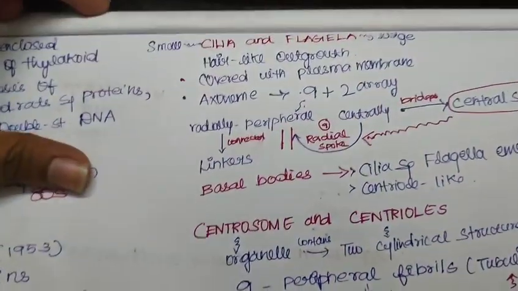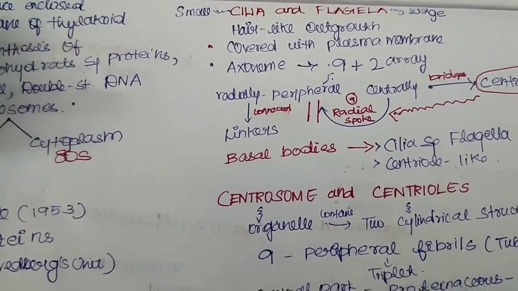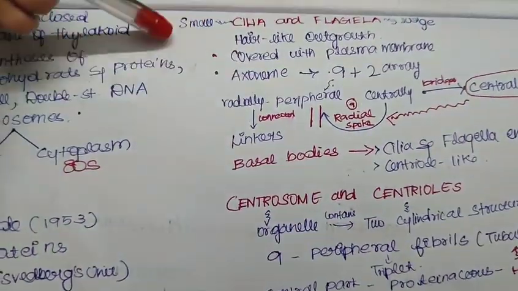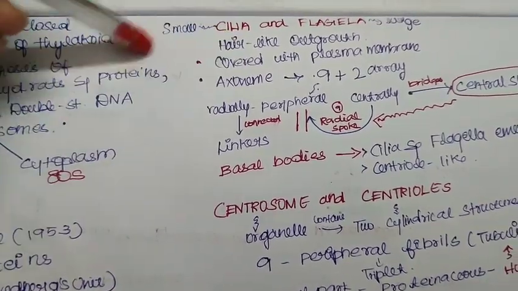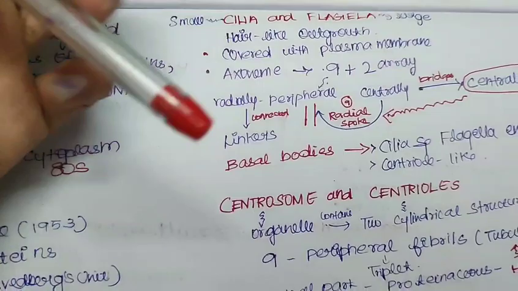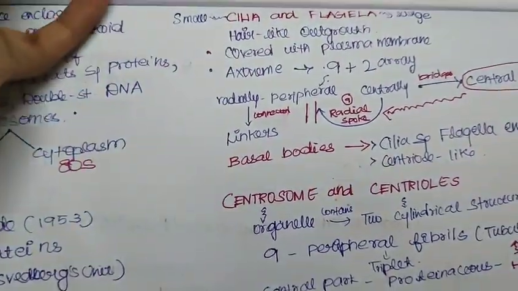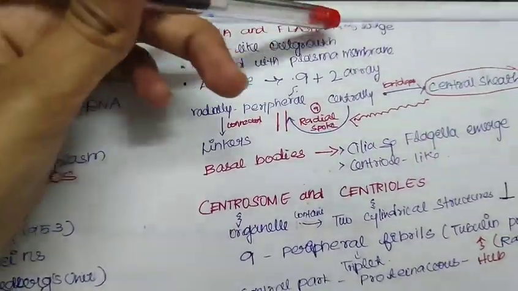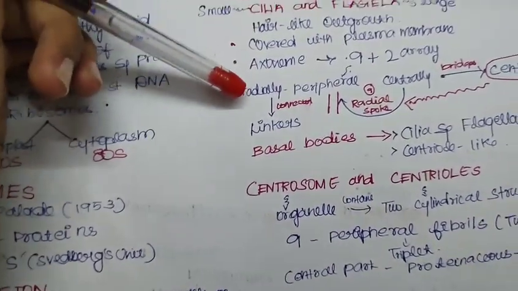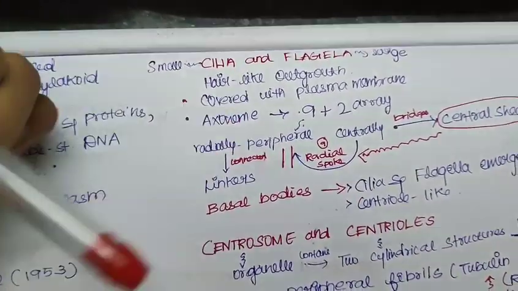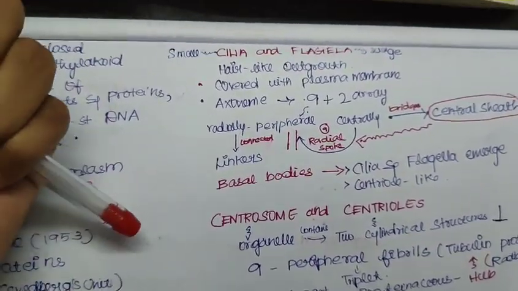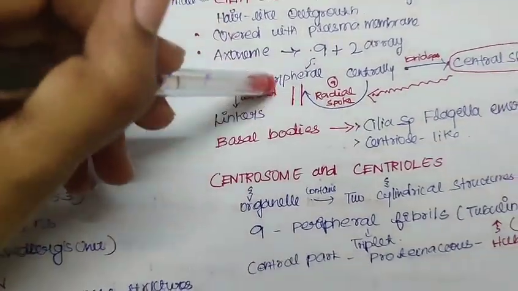Now we have cilia and flagella. Cilia and flagella are the locomotory organs, we can say. Cilia are the small ones, flagella are the large ones. These are nothing but minute hair-like soft projections or outgrowths. These are covered with the membrane, and we have the axoneme, which is nothing but the core part. The core part of the cilium or flagellum is called the axoneme, and it has a 9+2 array.